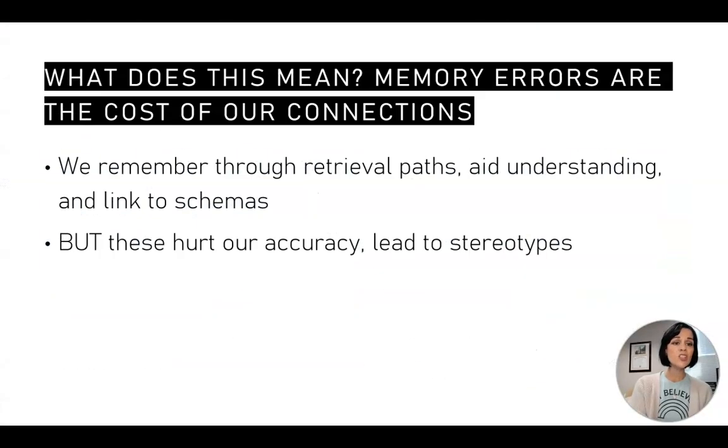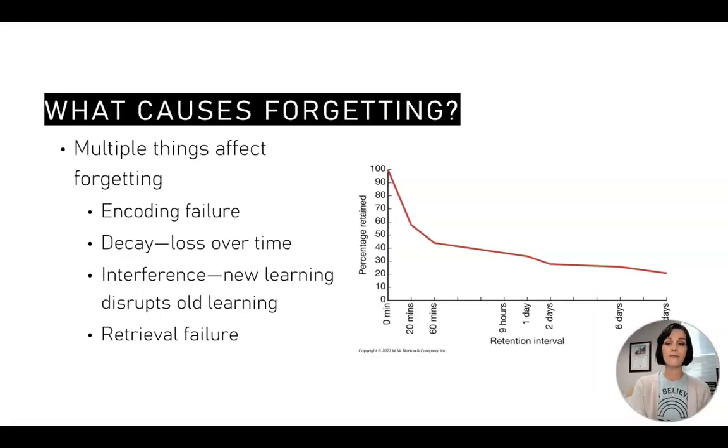So to finish up our discussion of forgetting, again, kind of going back to Ebbinghaus's forgetting curve. Multiple things ultimately affect our ability to remember items. So we talked about this earlier. It could be encoding failure, which is when you don't pay sufficient enough attention to encode items into memory to begin with, and you're not going to remember something that hasn't been encoded.